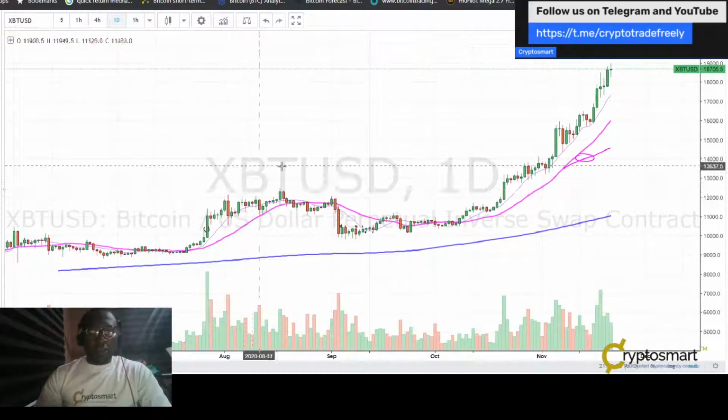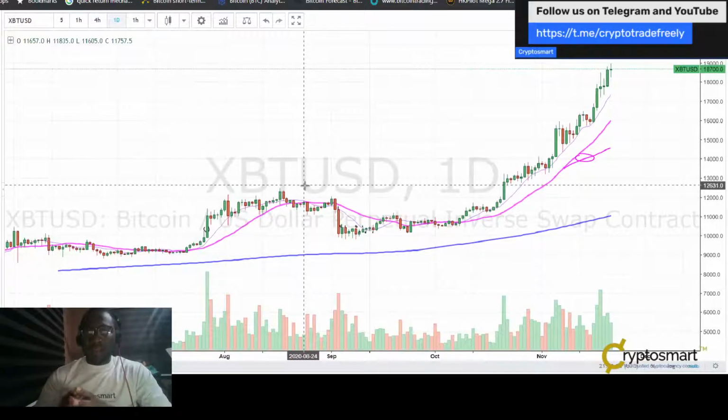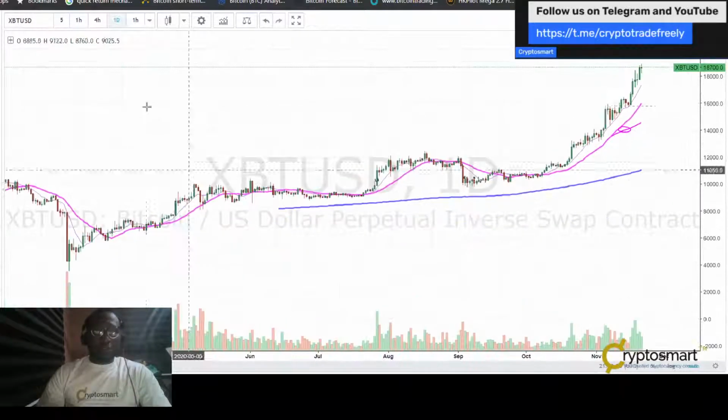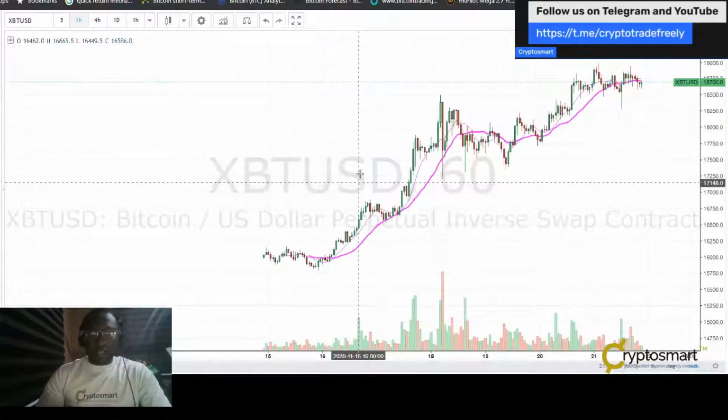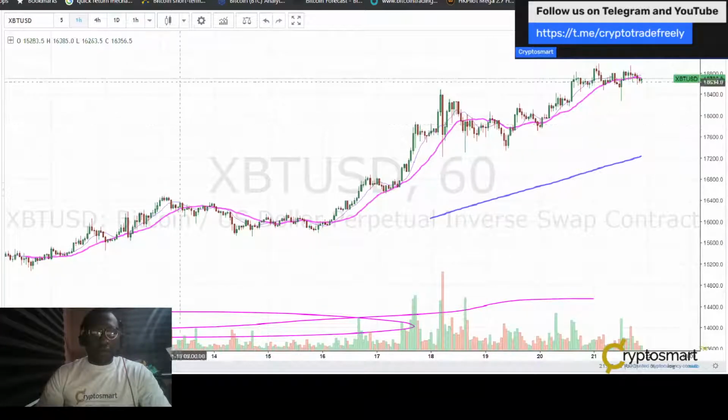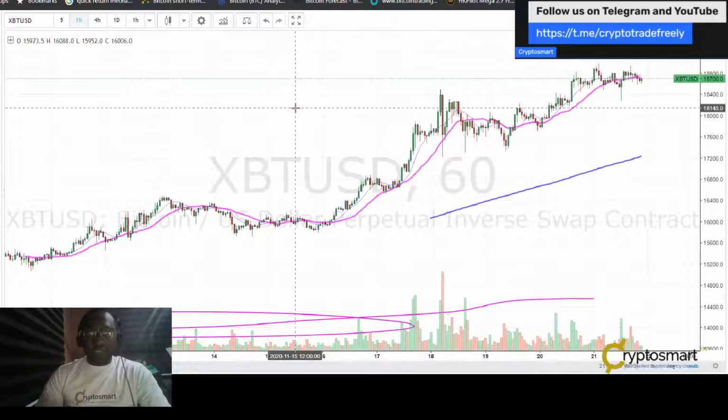So tonight I'm going to be teaching you how you can actually know when the price is going to go up, where to buy and where to sell. This is a 1 day chart. Let me go to the 1 hour chart so you can see the daily movement in Bitcoin right now. The chart I'm on right now is the Bitcoin chart.